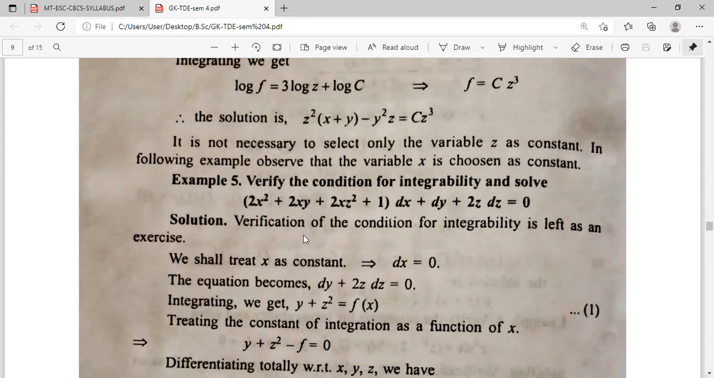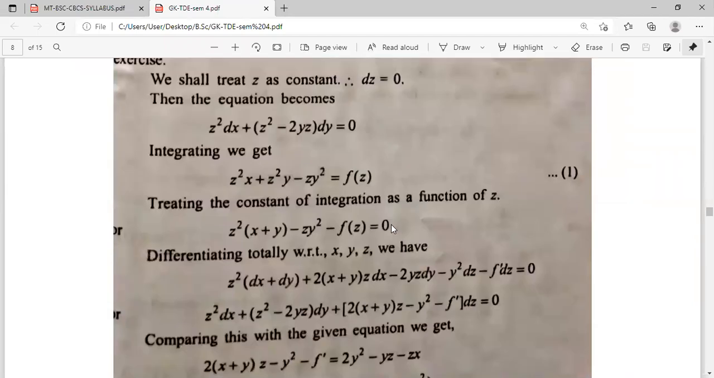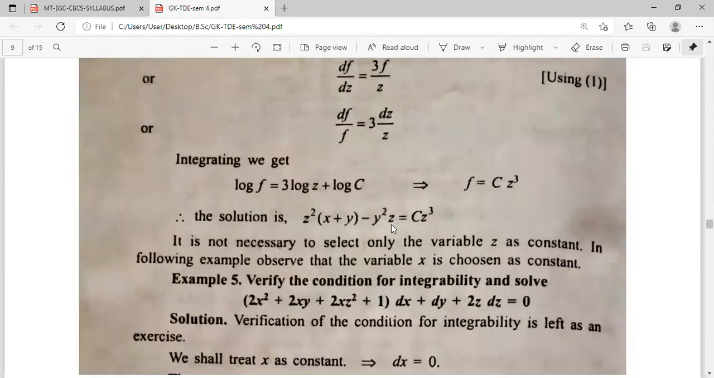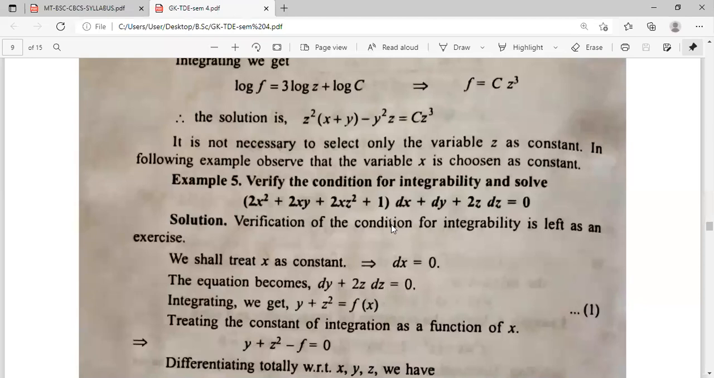And one thing here you see, verification of the integrability condition, we have not done this, but this is to be done by taking that condition. We have to write and verify that condition. And here we have to verify p dash plus p dy plus r is equal to 0. That's the standard form, the condition of integrability.